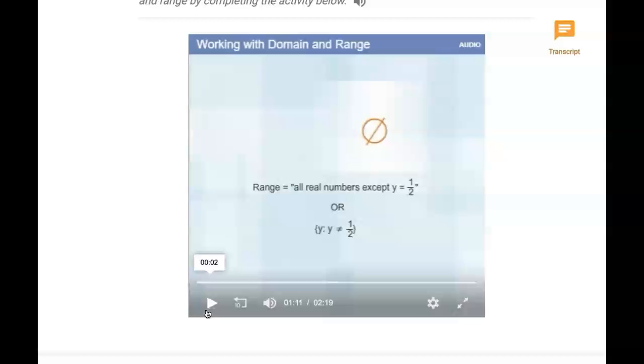There is no such x-coordinate that will make this function take on y equals 1 over 2 as a value. This means that the range will be stated as all real numbers except y equals 1 over 2. So again, you can plug in any value for y and you're going to get an output of x except at the location y equals 1 over 2.